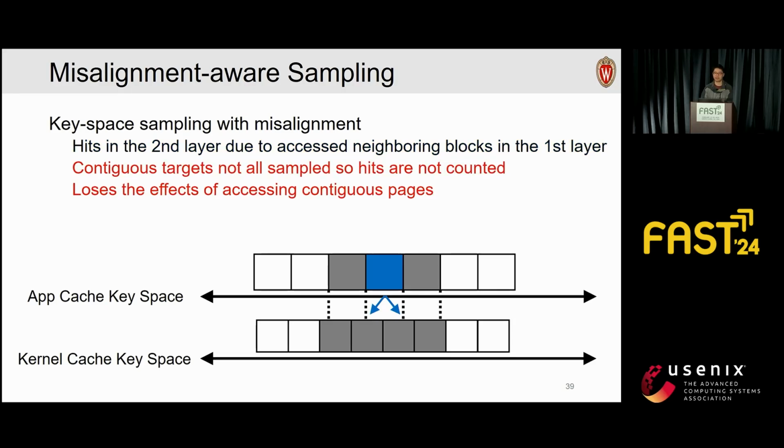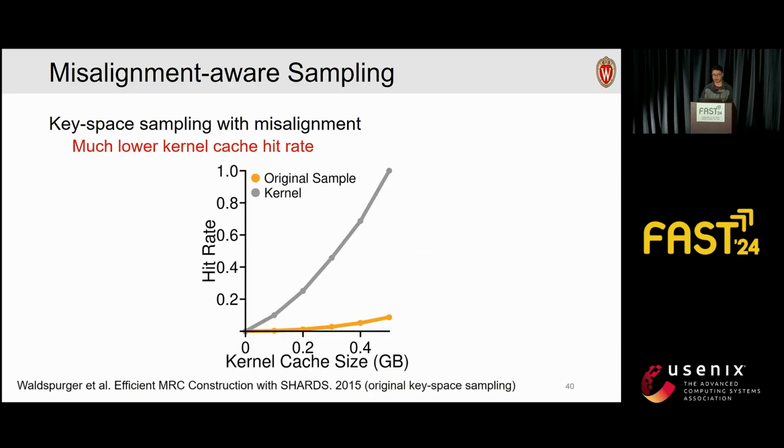But since key space sampling uniformly samples the key space, it is unlikely to sample contiguous targets. So the blue block is not sampled, and the additional hit in the kernel cache is not counted. Essentially, misalignment affects accesses to contiguous pages more, but key space sampling loses such effects. Thus, it could result in a very inaccurate simulation.